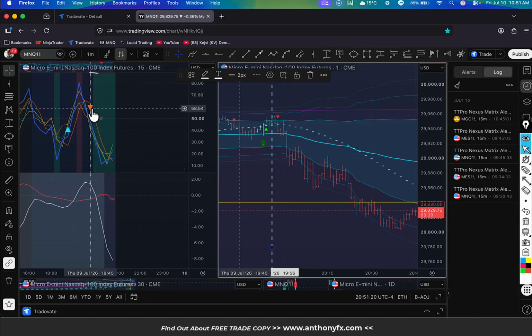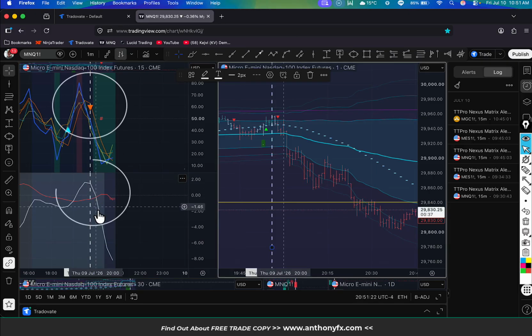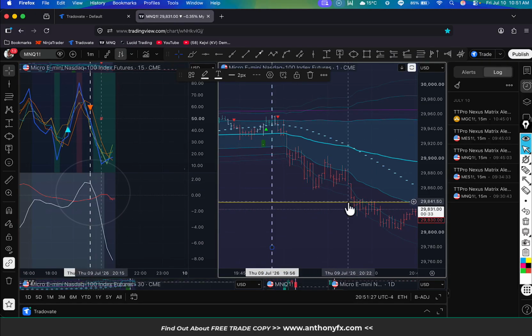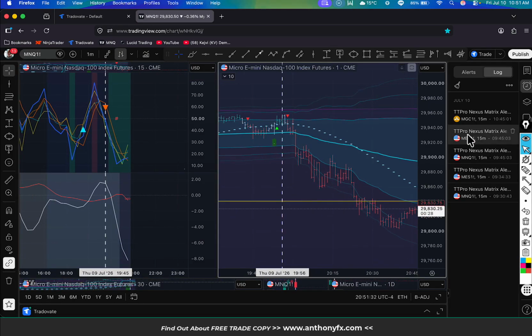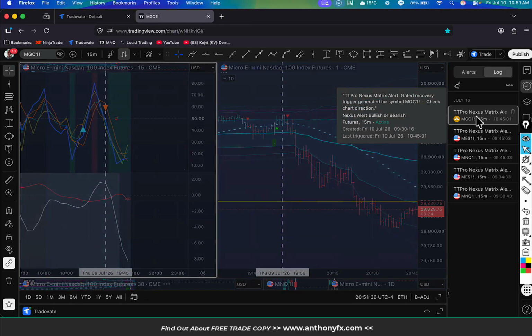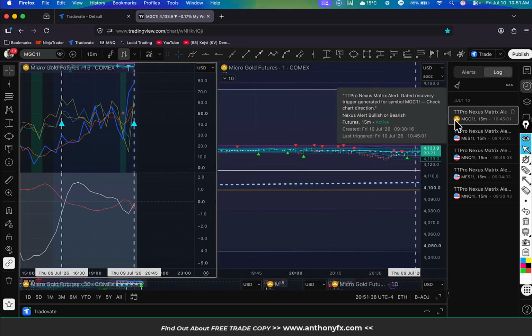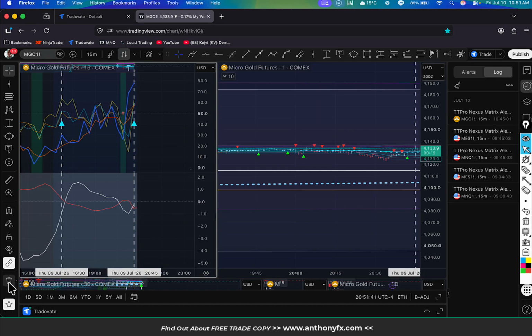All right, so we had the signal here, and you can see how these two lines separated out on the bottom left. So that was quite a nice trade. Okay, that's the micro e-mini NAS, and then we've got a gold signal that just fired. I missed that trade because I was doing the video and I was a bit late to the party, but let's just have a look.